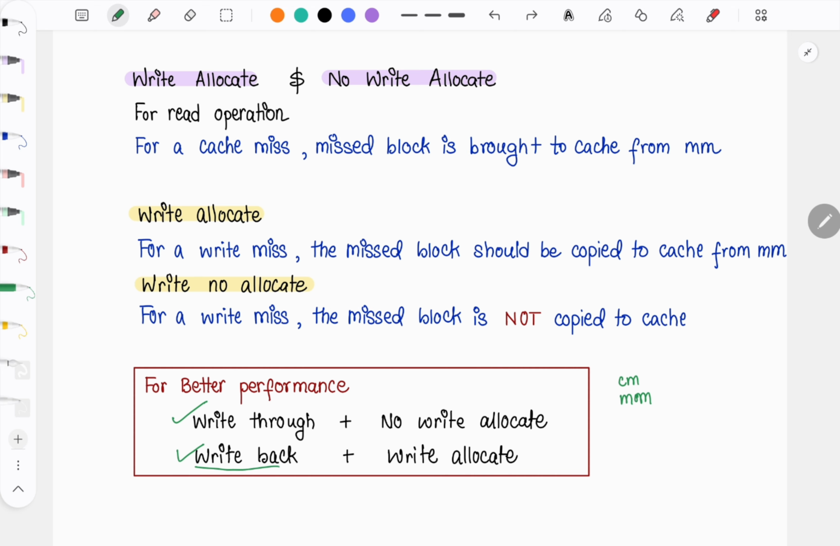However, in case of write back, we will update the data in the cache memory but not in the main memory at that particular time. We'll update it when the block is being replaced. That's why we use write allocate in combination with write back. So these are the two combinations which we use together for better performance.